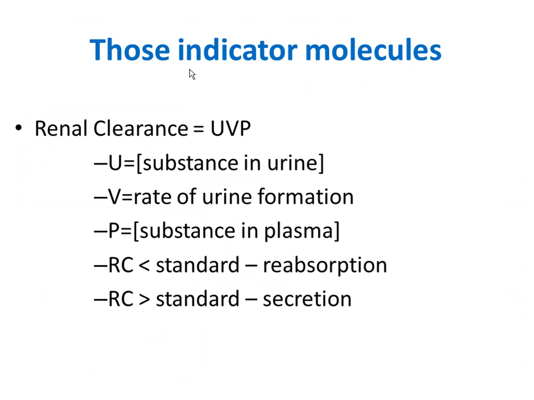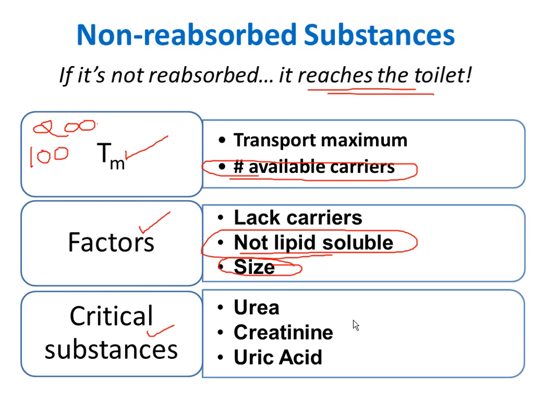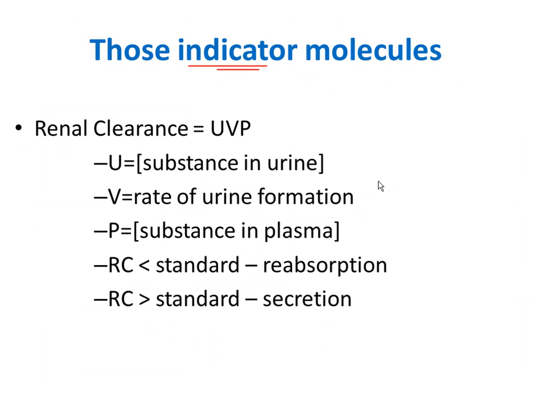Okay. There are some molecules, like these three, that are considered indicator molecules. We expect to find them in the urine, and so we can use them as a test of renal clearance. Don't memorize the math formula, but just understand the concept.